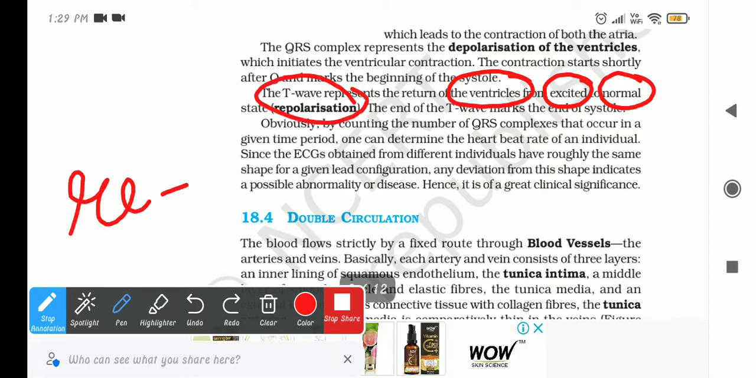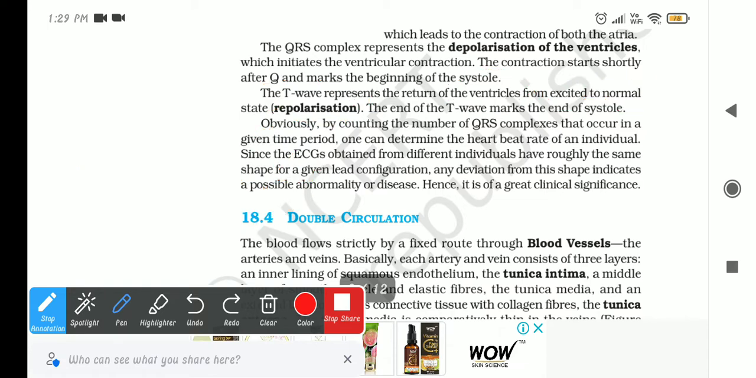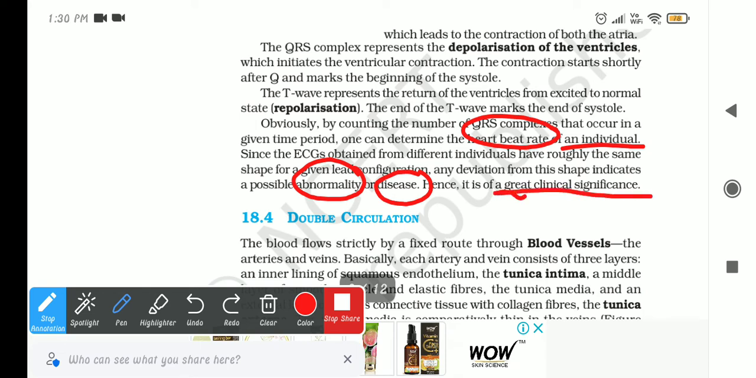Re means it will again get back to its normal position from the excited one. By counting the number of QRS complexes, one can determine the heartbeat rate of the individual. Since ECGs obtained from different individuals have roughly the same shape for a given lead configuration, any deviation from this shape indicates a possible abnormality or disease. Hence it is of great clinical significance.